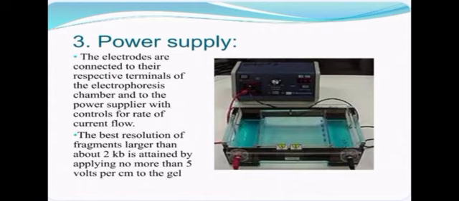What is meant by power supply? The electrodes are connected to their respective terminals of the electrophoresis chamber and to the power supply, with controls for rate of current flow. The best resolution of fragments larger than about 2 kb is attained by applying no more than 5 watts per centimeter to the cell. This is the power cell.